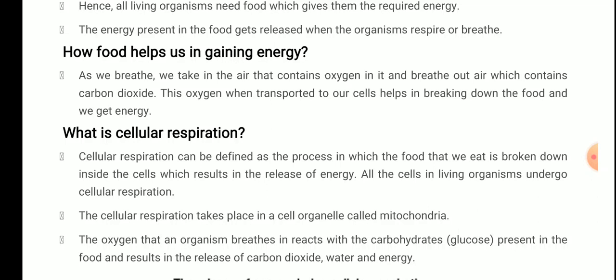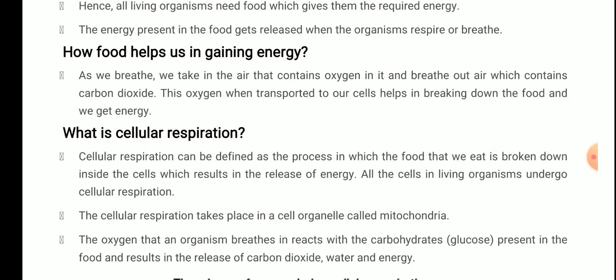The oxygen that an organism breathes in reacts with the carbohydrate. Carbohydrate is a big group, and glucose is an example of a carbohydrate present in the food. This results in the release of carbon dioxide, water, and energy. Very important. When glucose reacts with oxygen, see again the role of oxygen comes.